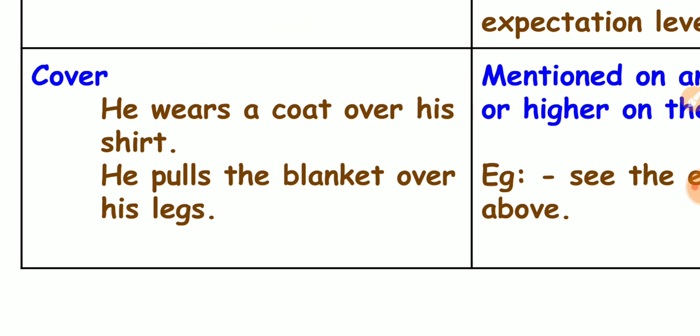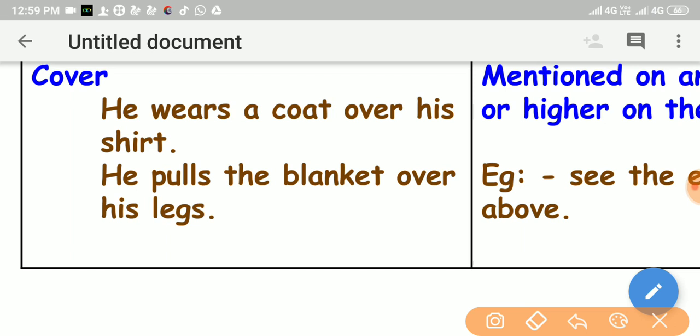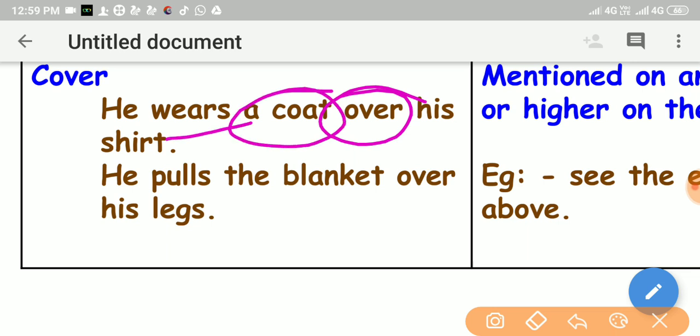So let us go and learn another usage of over, which is cover. See, he wears a coat over his shirt. My dear friends, we should not say he wears a coat above his shirt, because the main reason is the coat covers the shirt completely. When something is covered completely by something, then we must prefer what? Over, not above, my dear friends.